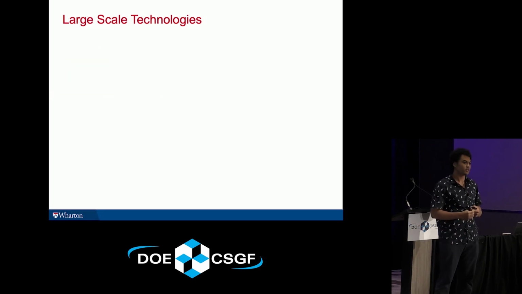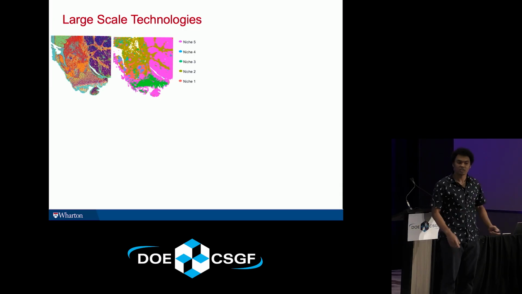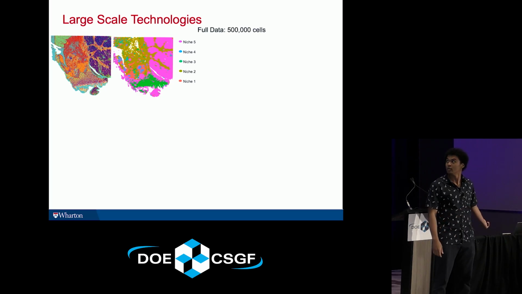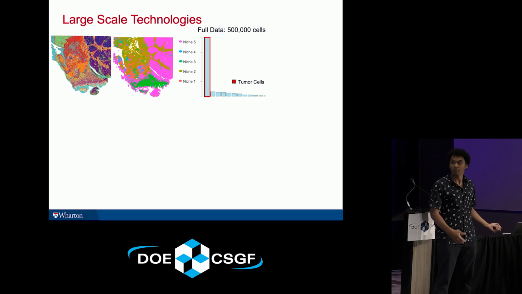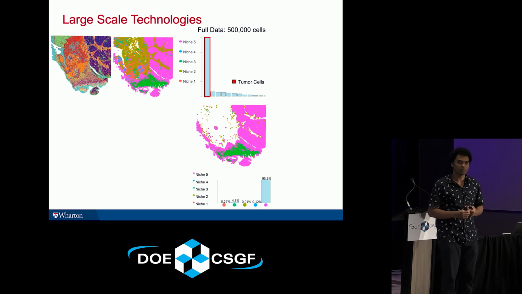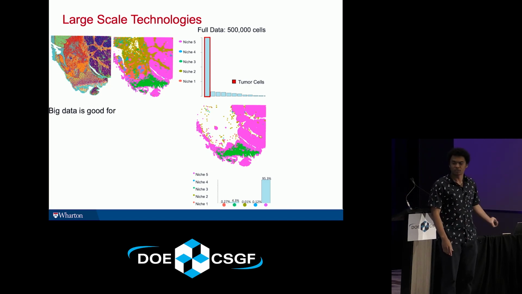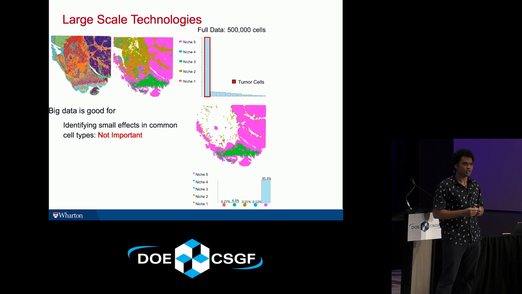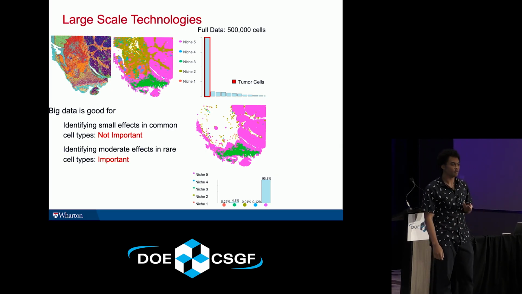And so we really had to ask ourselves the question of why do we have large scale data in the first place? And to give an example, we're going to come back to our colorectal cancer data set. On the full data set, we see that the vast majority of cells are going to be tumor cells. And furthermore, of the tumor cells, the vast majority lie in this purple region or this green region. And so we can see here that big data is really useful for identifying really small effects in very common cell types. And this is not really that important because usually the larger effects are what we care about. However, it is also important for identifying moderate effects in very rare cell types.